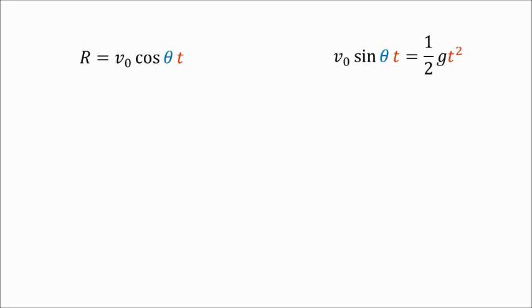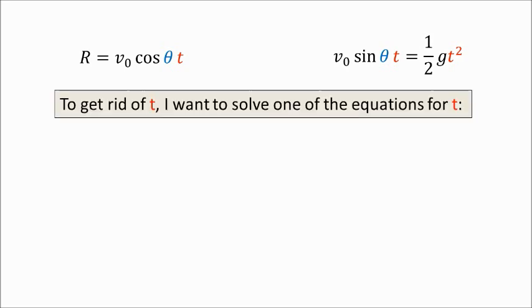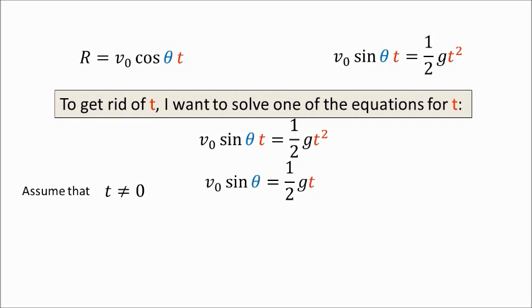So in order to get rid of t, I actually want to solve for t in one equation and replace it in the other, okay? So I'm going to take the y equation, and in order to get rid of the t squared on one side and t on the other, all I have to do is assume that t is not equal to 0, because you can't divide something by 0, but if t was 0, then there would have been no trajectory, no time would pass, right? So I think it's safe to divide both sides by t.